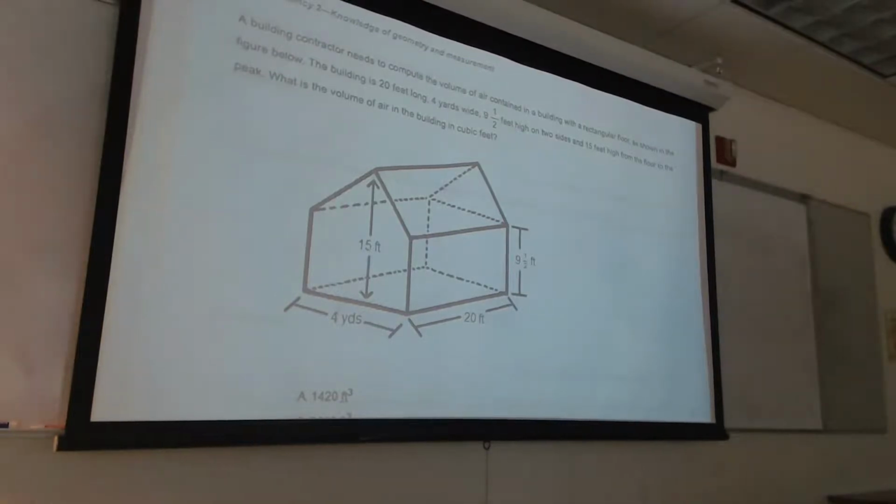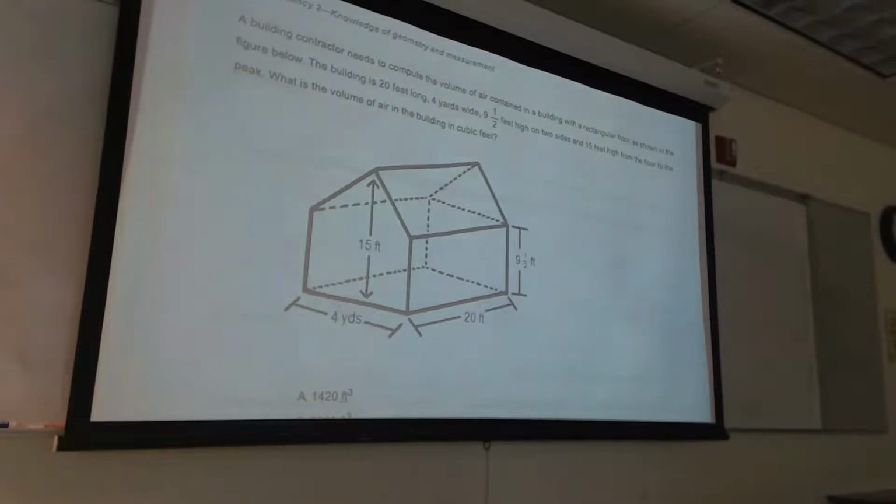So we've got a volume. They want to figure out how much air is in this building. It's 20 feet long, 4 yards wide. Oh no, what have they done? 9.5 feet tall on 2 sides and 15 feet high from the floor to the peak. So we want to find what is the volume in cubic feet.